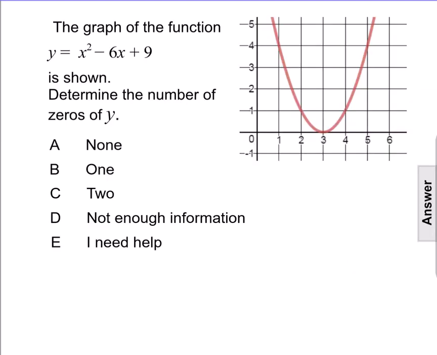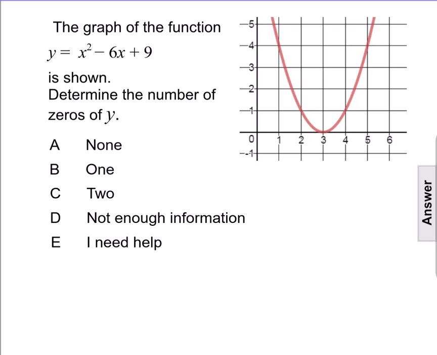The graph of the function y equals x squared minus 6x plus 9 is shown, as indicated right here. We want to determine the number of zeros of y. Now there's two ways we can do this. The quick and easy way is by looking at the graph, and we see here that the graph intersects the x-axis at one point. So we see there's 3, 0.